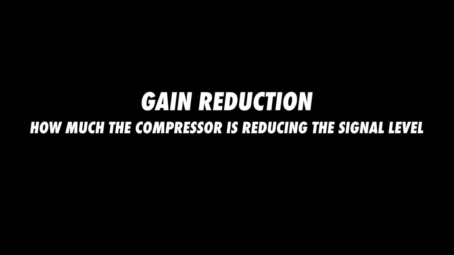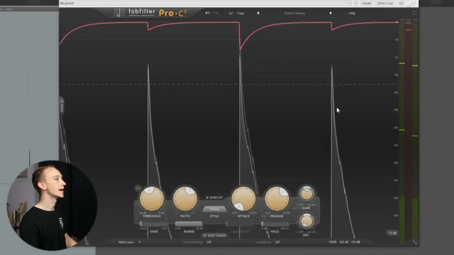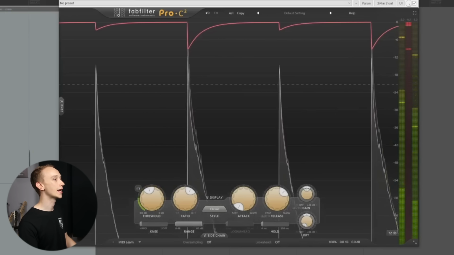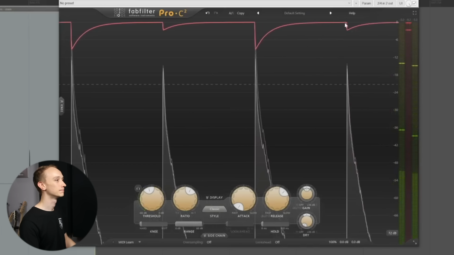The gain reduction meter tells us how much the compressor is actually reducing the signal level. These gray lines show the input and output signal level over time, while the red line shows the gain reduction over time. Maybe you're starting to see why I like this compressor so much, especially as a teaching tool for teaching what a compressor does.